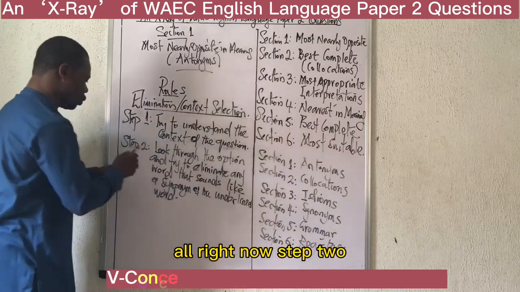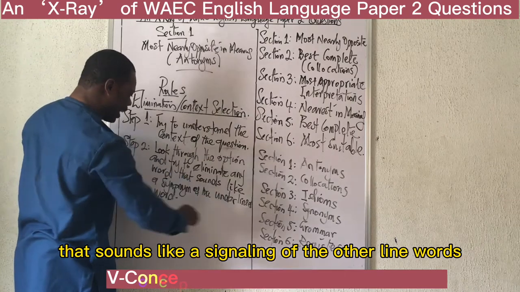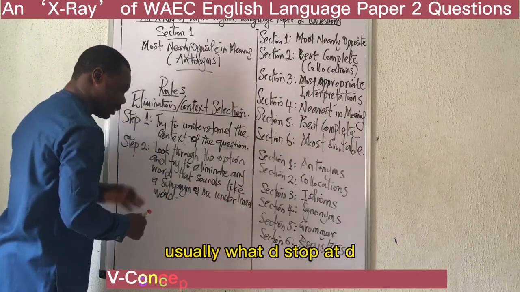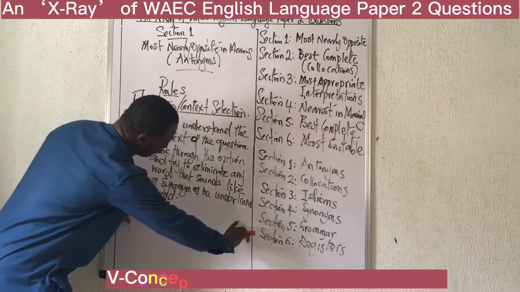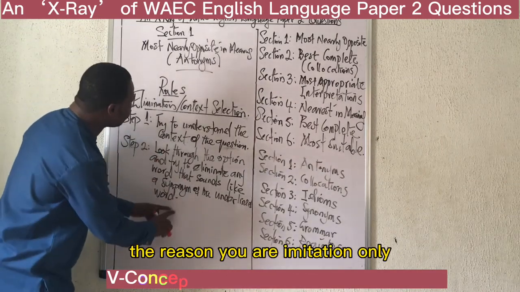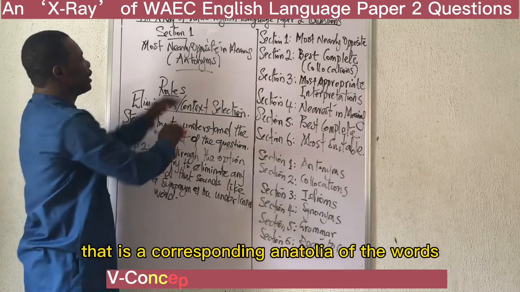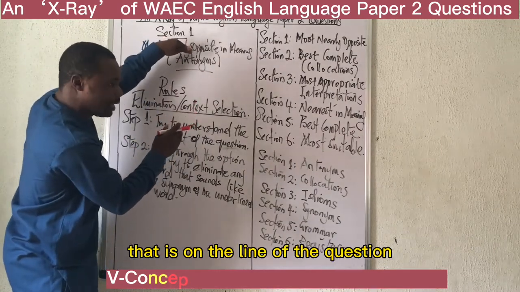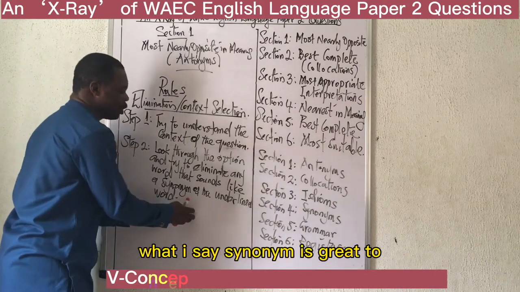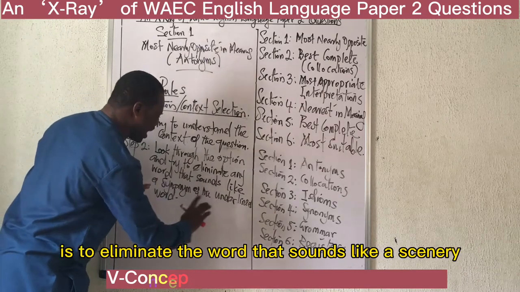All right? Now, step two, look through the options and try to eliminate any word that sounds like a synonym of the underlined word. So when you check A, B, C, D, E, or whatever, I check which of the words given there is a synonym of the underlined word in the question. The reason you are eliminating synonyms is because you are treating antonyms. So since you are looking for a word that is an antonym of the word that is underlined in the question, you don't need a word that is a synonym to be present. A word that is a synonym is going to negate your answer. So that is why the next step is to eliminate a word that sounds like a synonym.